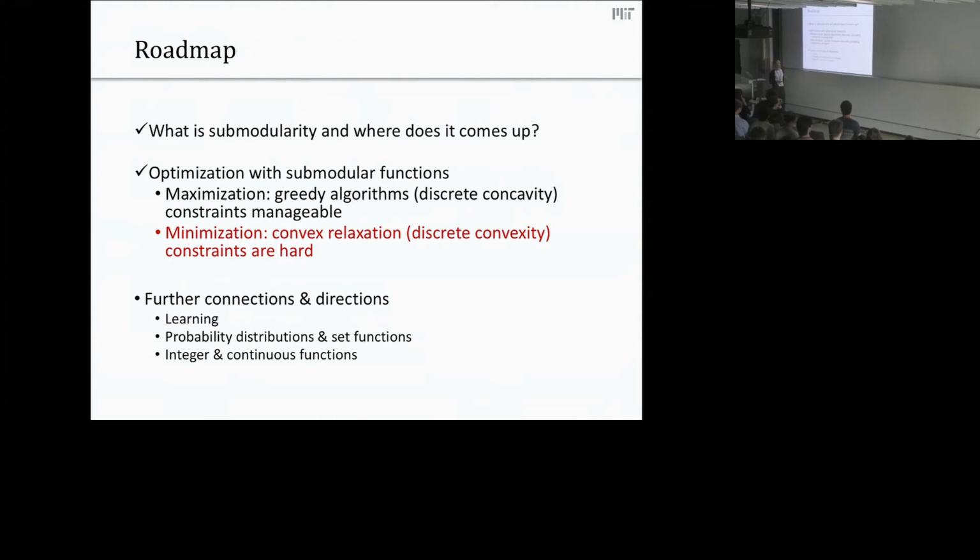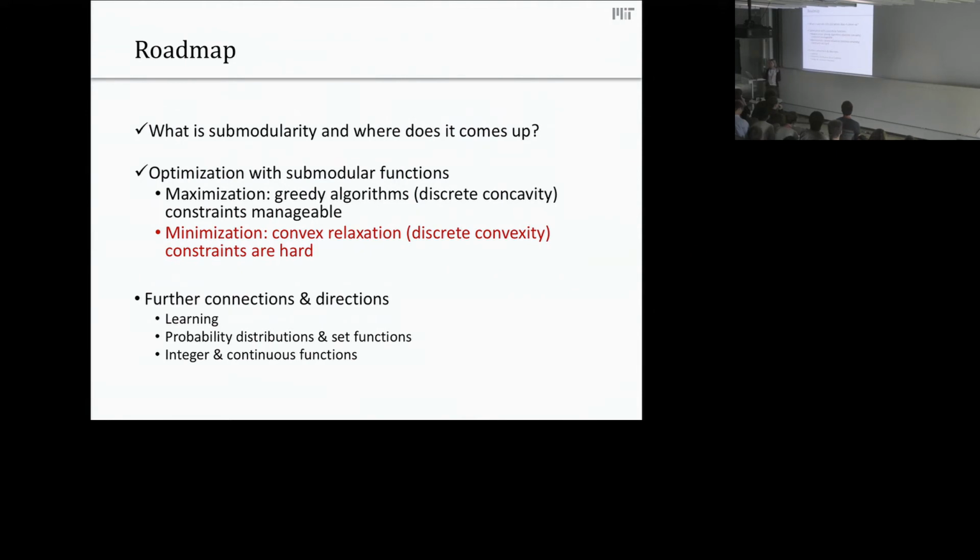Then let me mention two more topics. One is that of getting probability distributions from set functions. So what is the relation to probability distributions? And the second one is generalizing to more than binary vectors, going to integer or continuous vectors.